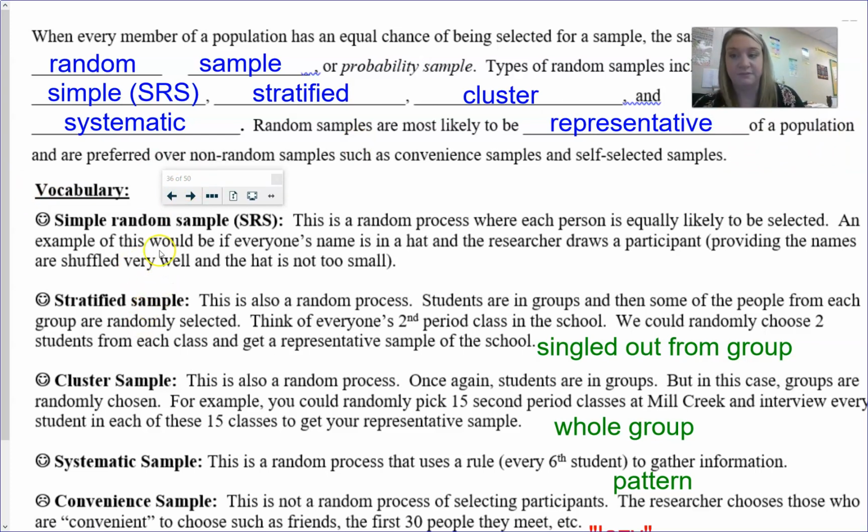So let's go into more detail. A simple random sample. This is a random process where everyone's equally likely to be selected.